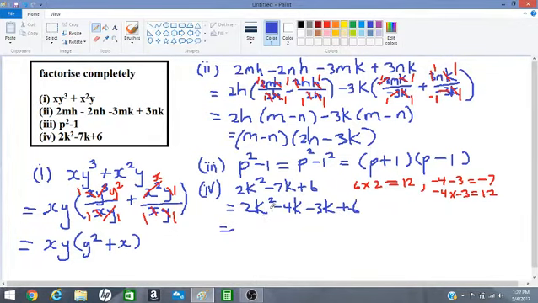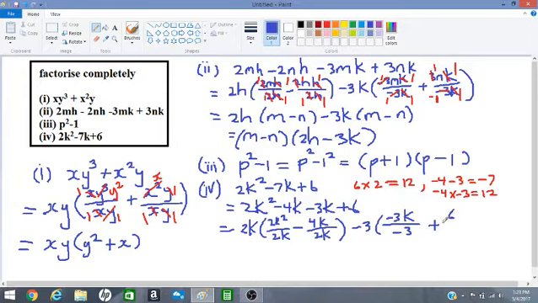Let us now factorize. Taking out the common factor, 2k is the common factor for the first two terms. So we divide 2k squared by 2k, minus 4k over 2k. For the last two terms, minus 3 times k, we take out minus 3. Our aim is to get the same bracket in both cases. So we'll have minus 3k over minus 3 plus 6 over minus 3.